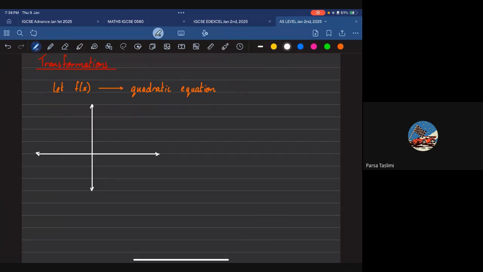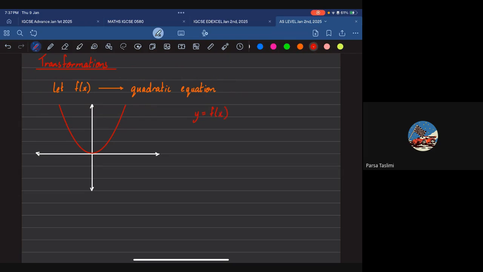Beginning with this, let's start off with the fact that y is equal to f of x, which is a quadratic equation. Let me try and draw that. So let's say y is equal to f of x, and this is just a very generic version of that graph.